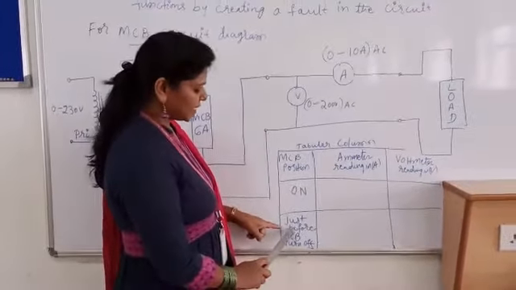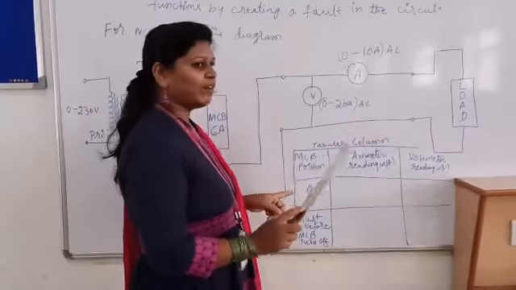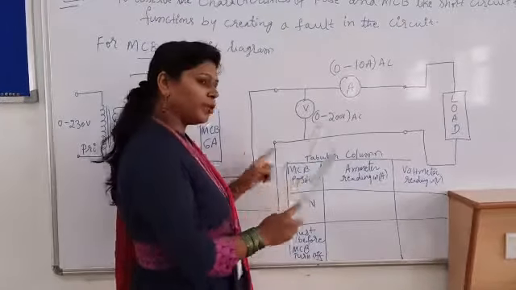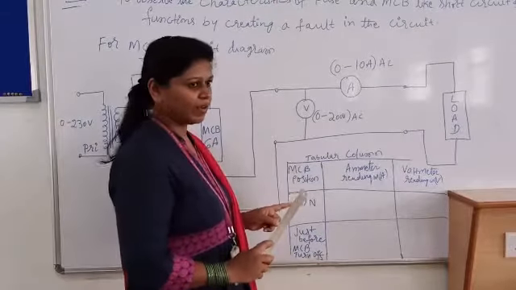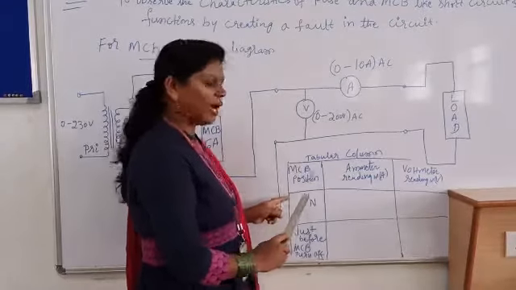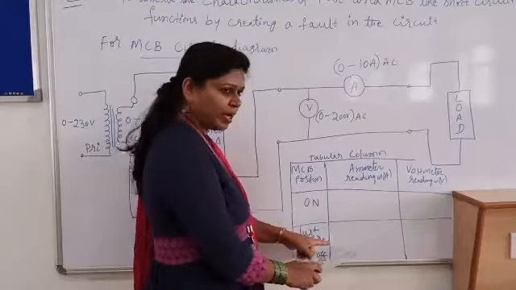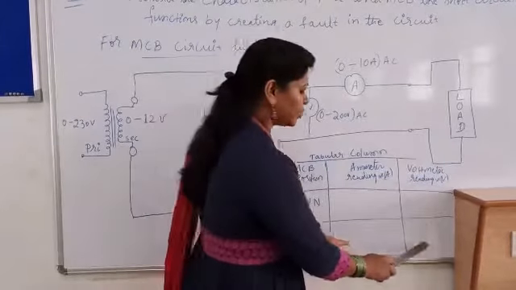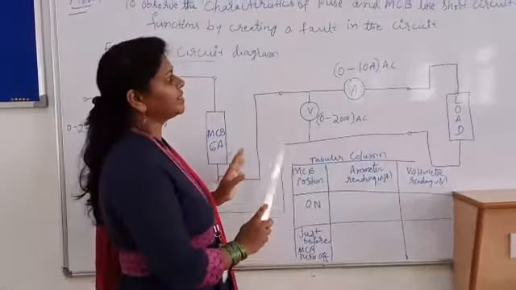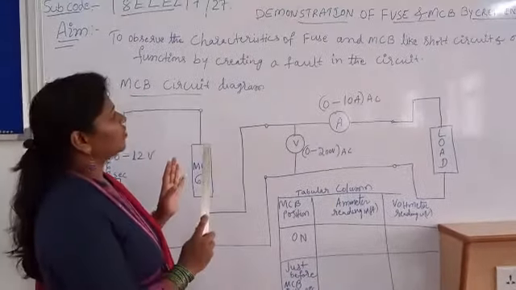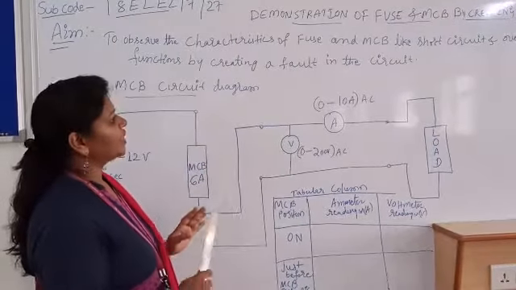The second case is just before the MCB turns off. While creating a fault, your MCB will automatically turn off if an overload or short circuit occurs. Just before the MCB turns off, we should carefully observe the ammeter reading as well as the voltmeter reading and note them down. This is the tabulation related to the functions or characteristics of the MCB by creating a fault.